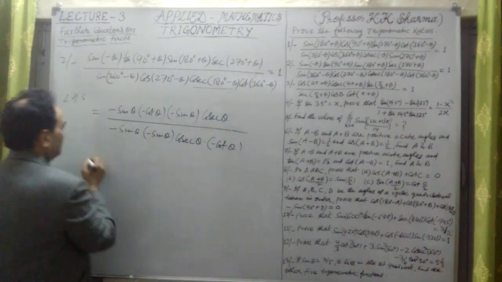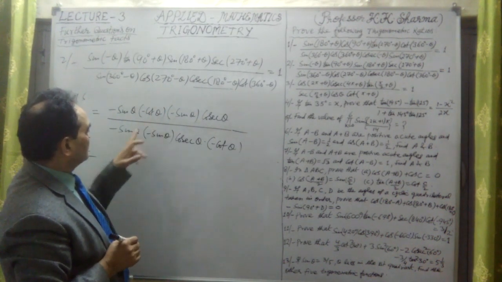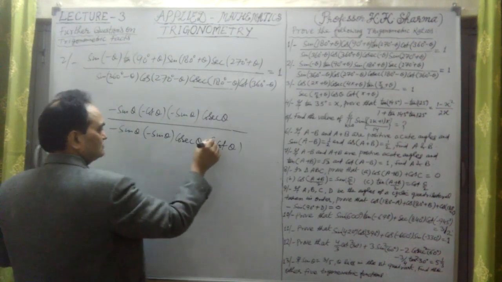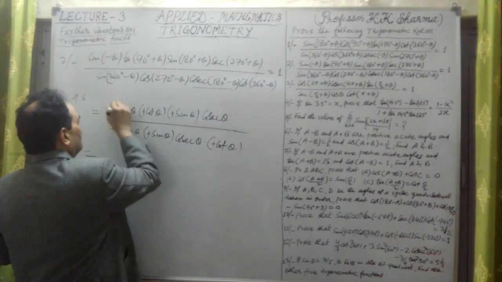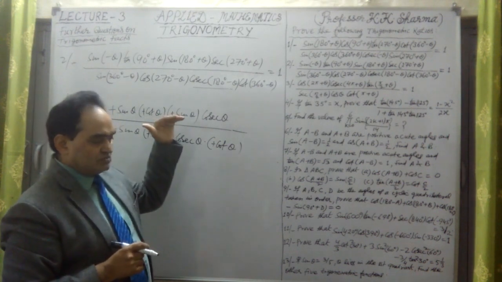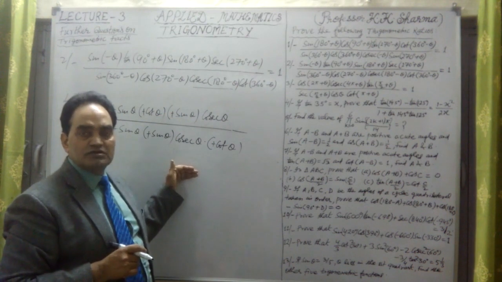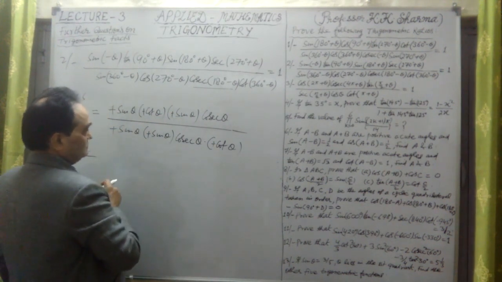Let us now solve this. How many negative signs are there? 1, 2, 3 in the numerator, 1, 2, 3 in the denominator. So all are positive. If the same number of negative signs are in the numerator and in the denominator, they will cancel out and become positive.